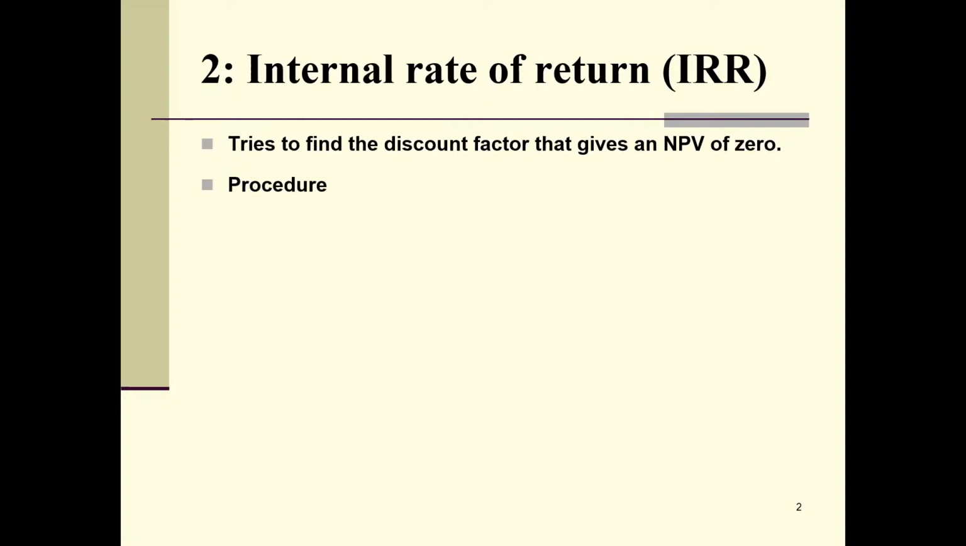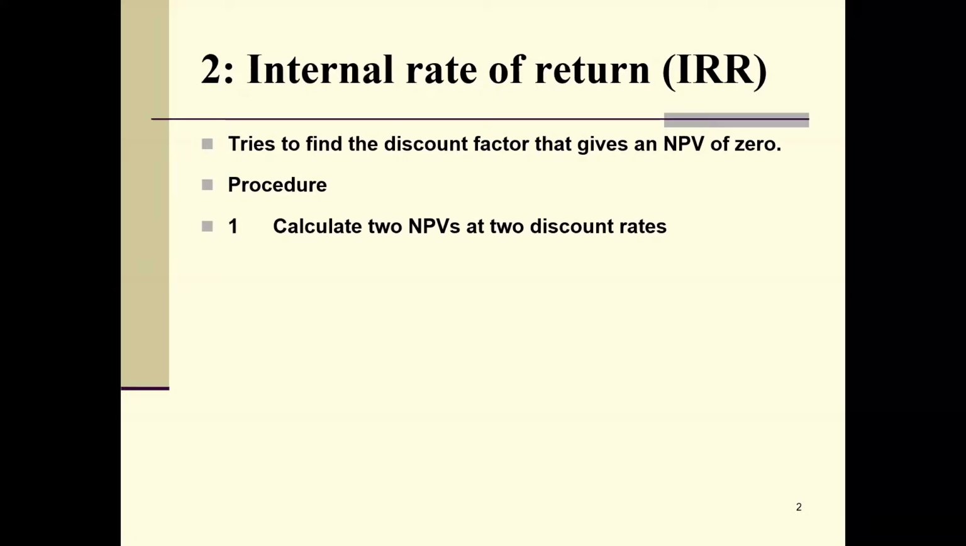It's an approximation procedure. It doesn't give you an exact answer, but it gives you a very good approximation. So how do you do it? Well, it's a simple process, 2 steps involved. The first thing you do is you calculate 2 NPVs. What I mean by that is you'll use 2 different discount rates and you'll get 2 different NPVs.